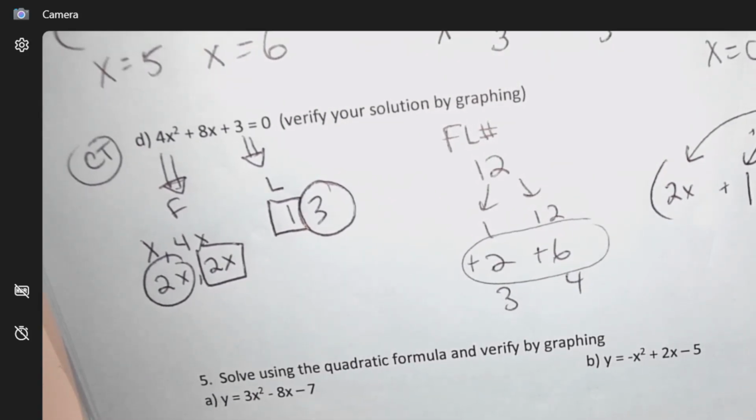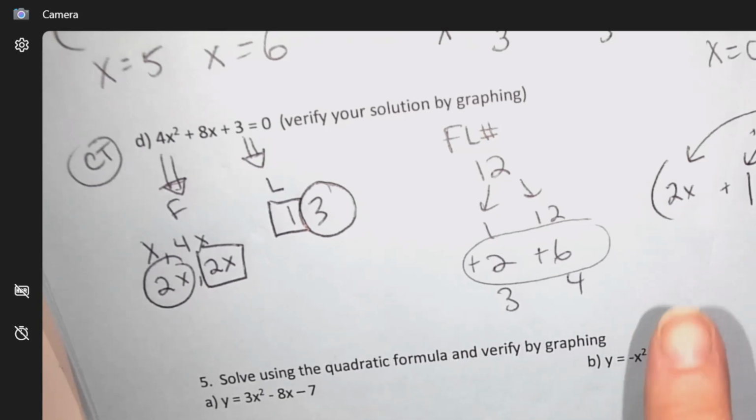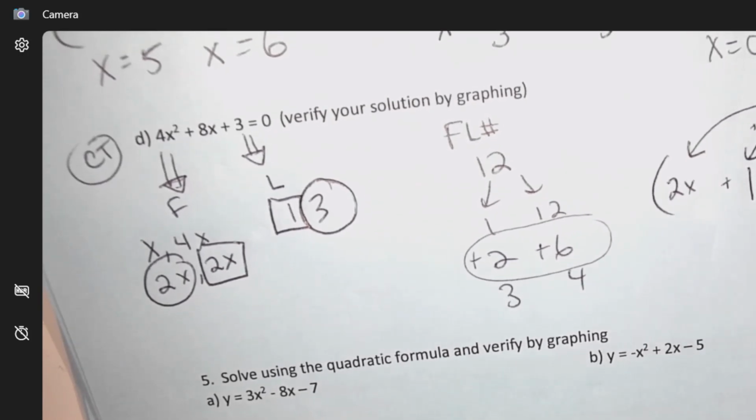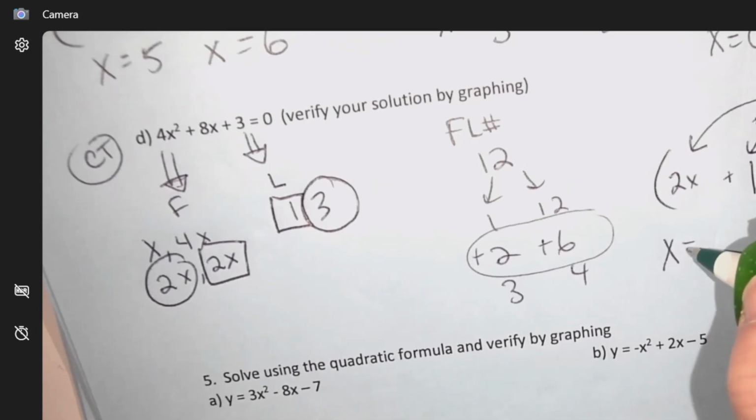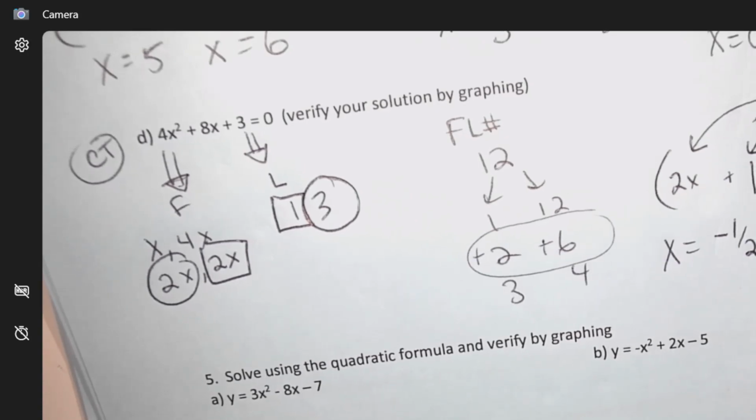Can you see all my FOIL components? First times first, 4x squared. This outside and this inside together, 8x. Last times last, 3. Everybody here is really good at FOILing, so FOIL it and check it out. Opposite divide.